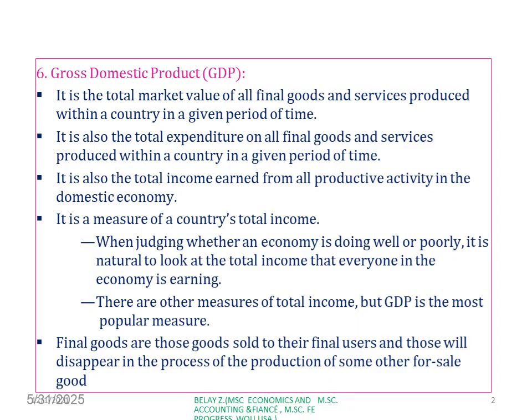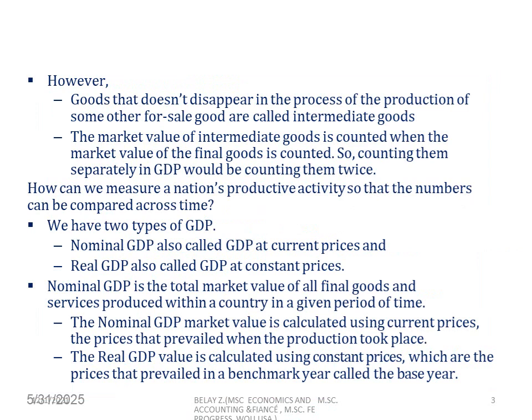Final goods are those goods sold to their final users. That's why we include them in calculating GDP. And those will disappear in the process of the production of some other for-sale goods. However, goods that don't disappear in the process of the production of some other for-sale goods are called intermediate goods, which are not included in calculating GDP.